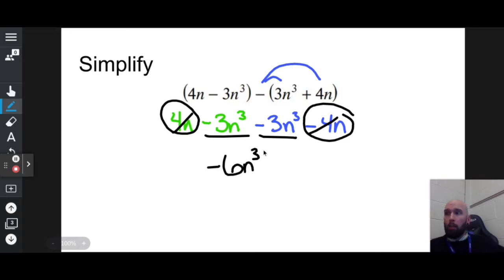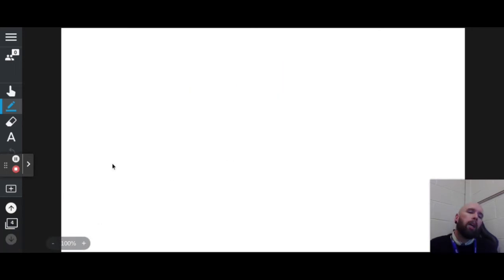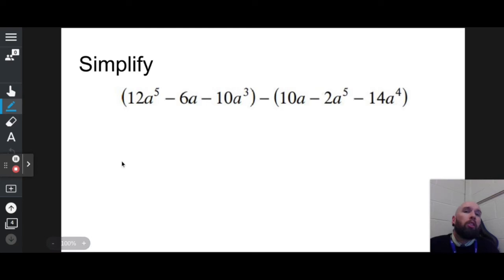I don't have to worry too much about writing it out in standard form because it's just a monomial. It's just by itself. Dunzo. Easy, that one. How nice. But of course it always gets worse. Last one though, no worries.